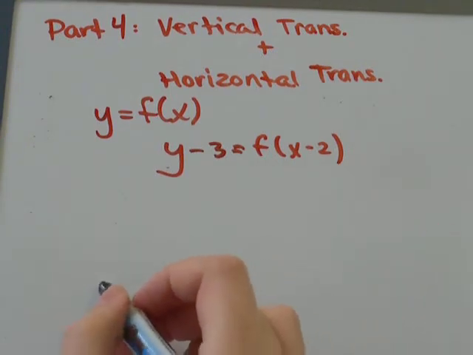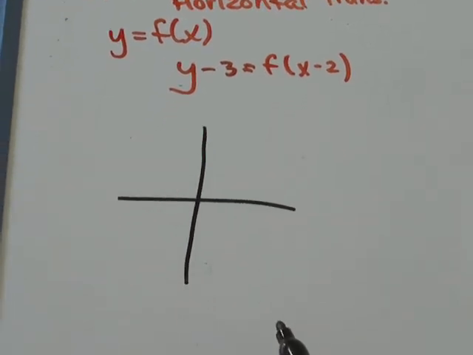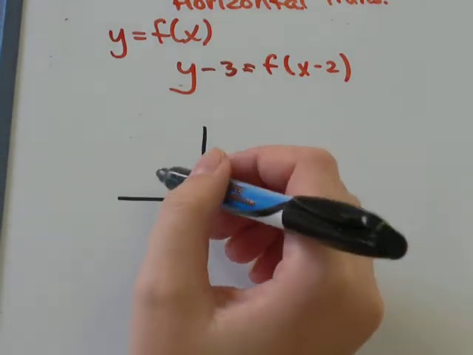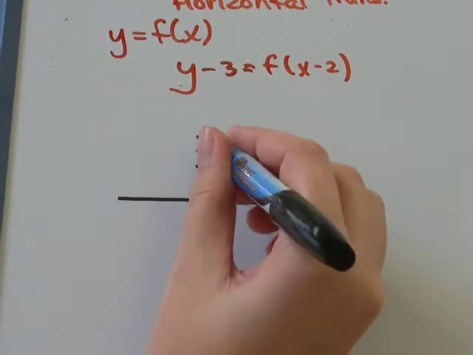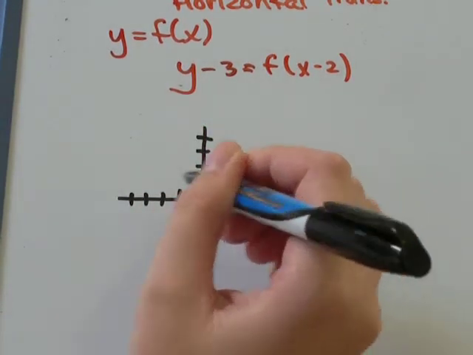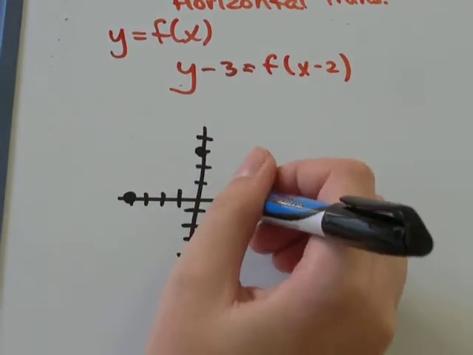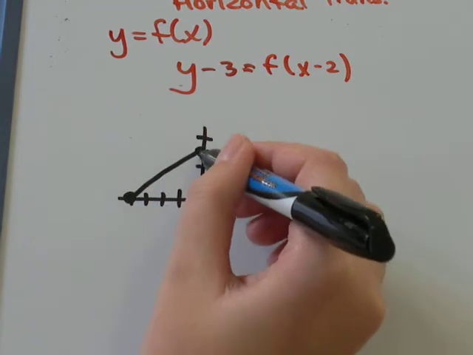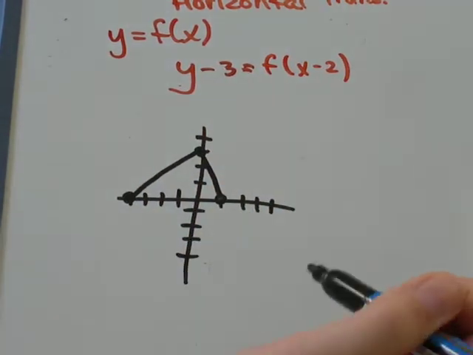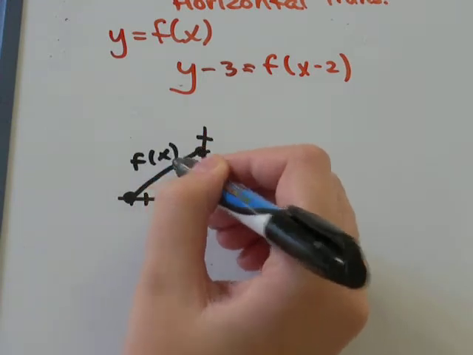So we're going to start by drawing some generic graph like you might see on a test. Let's do 1, 2, 3, 4, 1, 2, 3, 4. Let's have a point here, and a point here. Okay, so we've got this graph. This represents f of x.